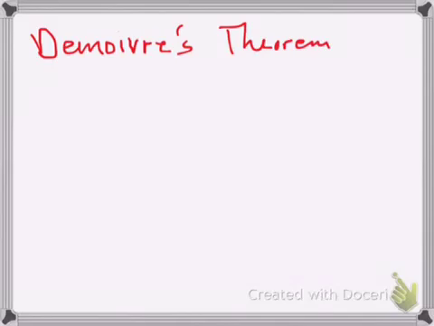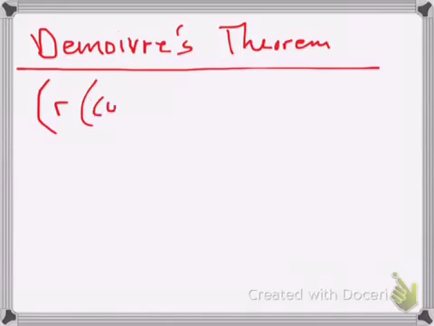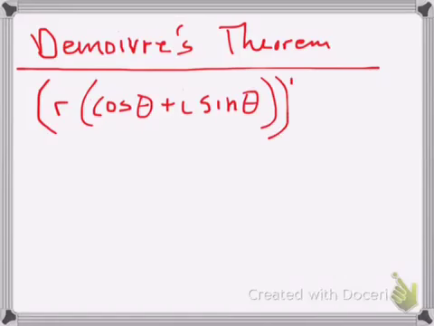Demoivre's theorem gives us a shortcut way of taking high powers of complex numbers and also taking roots of complex numbers. All right, so let's just start off with what the theorem is, and then we'll work a few examples so you can kind of see how it works. Demoivre's theorem says that if we take this complex number, r cosine of theta plus i sine of theta, and we raise it to a power, to the nth power.